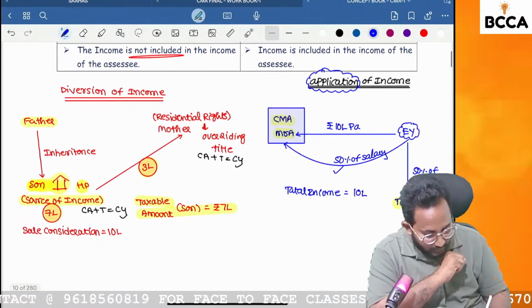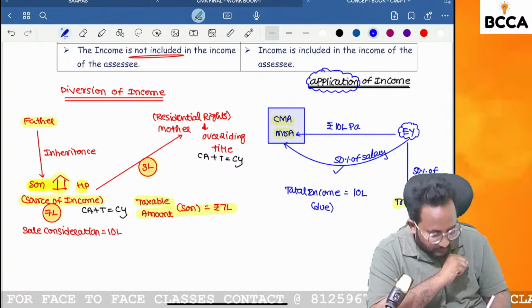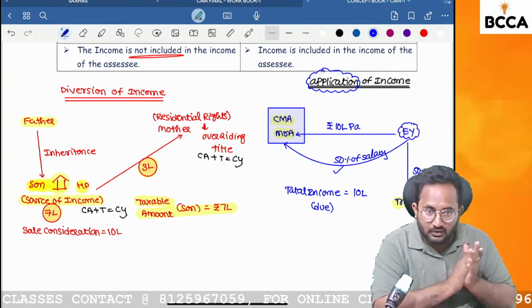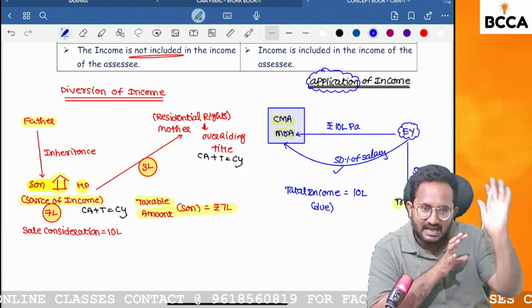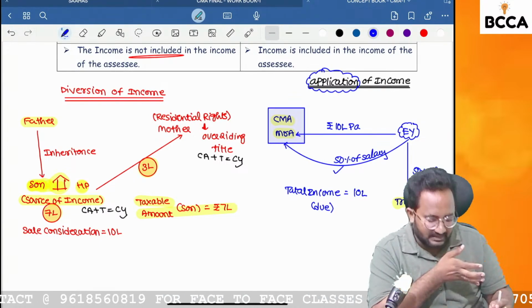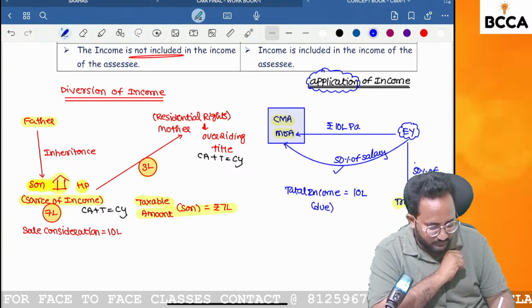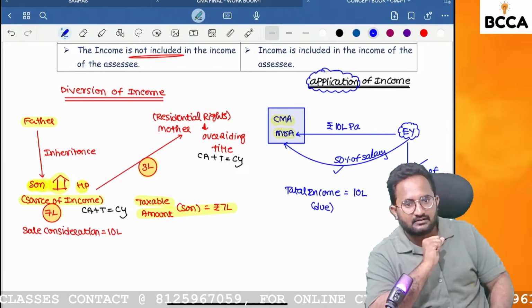On what basis is this? This is on due basis. Receipt may be 5 lakhs only, but on due basis, on which amount do you have to pay the tax? 10 lakh. You are receiving just 5 lakhs, but that is irrelevant for tax liability.